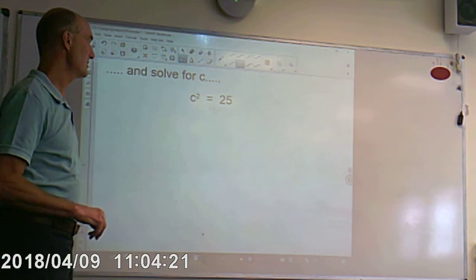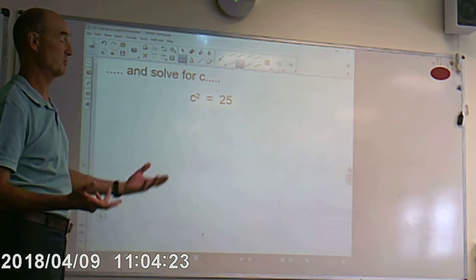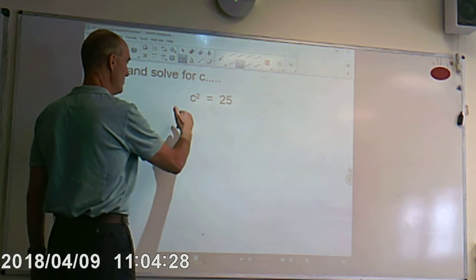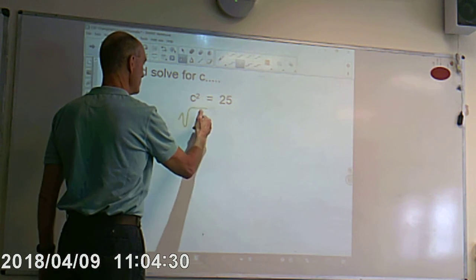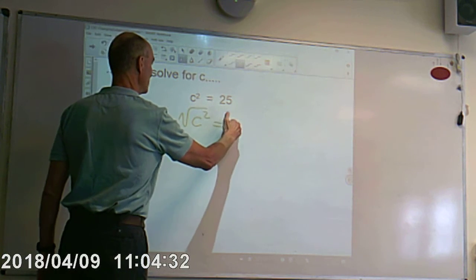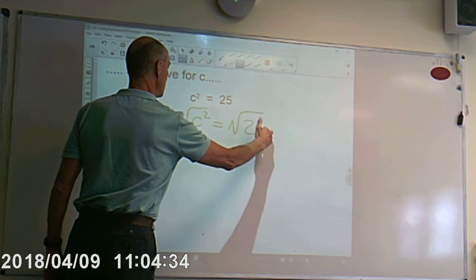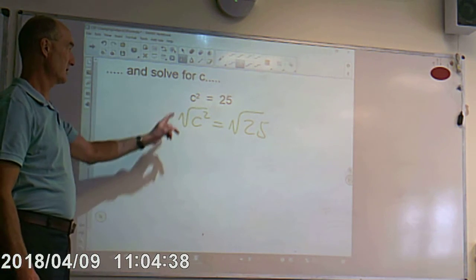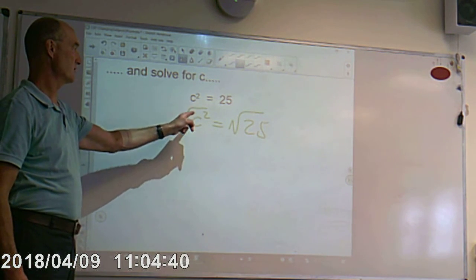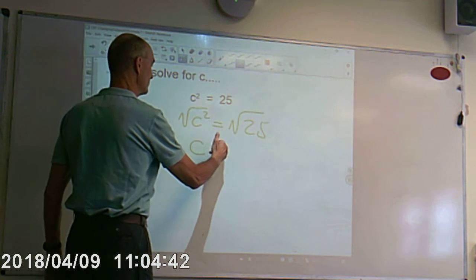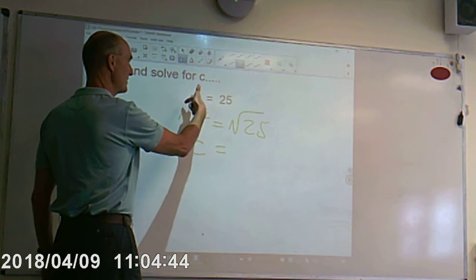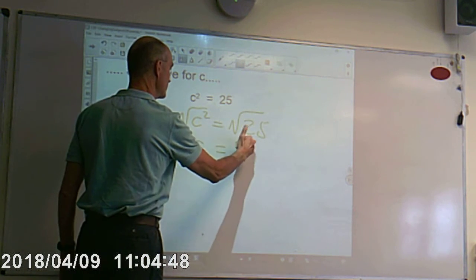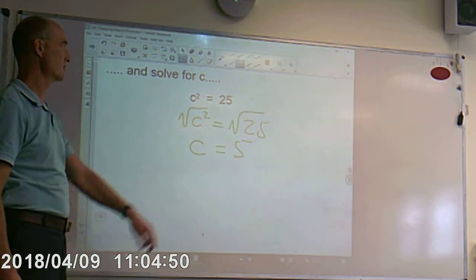c squared equals 25. You can probably see the solution straight away. What do we technically do? We square root both sides, because we want to get that c on its own. To get c on its own, we find the square root of c squared, which is c. Got to do the same thing to the left hand side and the right hand side. Square root of 25 is 5. So c has got a value of 5.